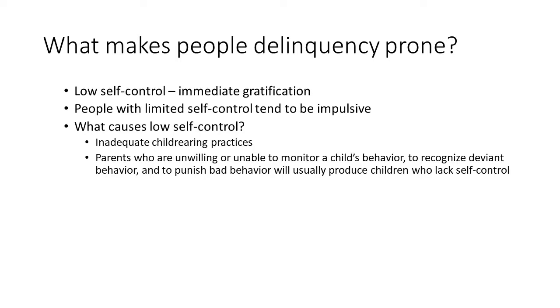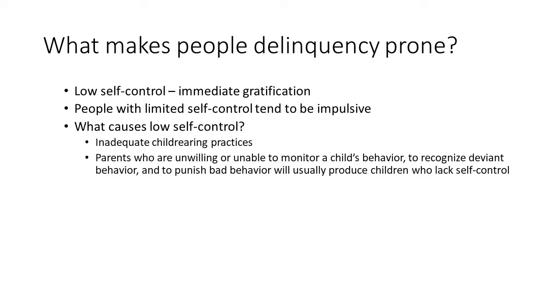Similarly, this desire for ease and pleasure can be seen in other non-criminal behaviors as well, like smoking, drinking, gambling, and illicit sex. So what causes low self-control? Poor self-control can be traced to inadequate child-rearing practices. Parents who don't recognize deviant behavior don't punish it, and therefore they produce kids who have low self-control.